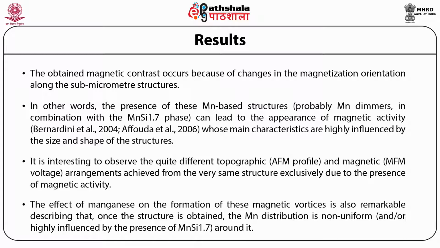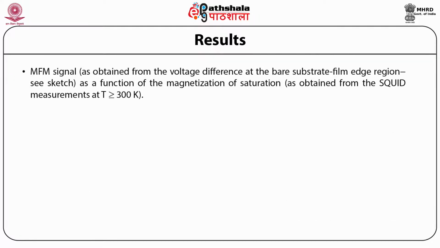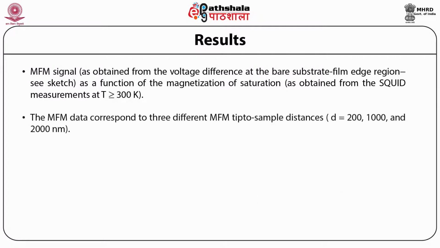1.7 phase around it. MFM signal, as obtained from the voltage differences at the bare substrate film edge region, see sketch, as a function of the magnetization of saturation as obtained from the SQUID measurements at temperature greater than or equivalent to 300 degrees Kelvin. The MFM data correspond to three different MFM tip to sample distances, that is D equal to 200, then 1000 and 2000 nanometers.